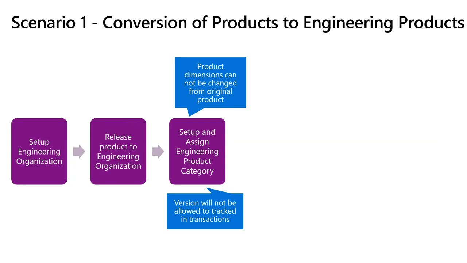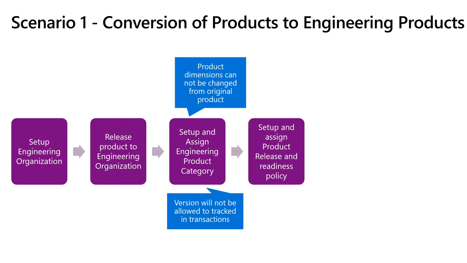And since you have to use the same product dimensions, you cannot use the version dimension as part of the new product dimension group. Due to this, you will also not be able to track the version dimension in the transactions. However, the important thing to understand is you can still have different engineering versions of the product, but you will not be able to track version as a variant.